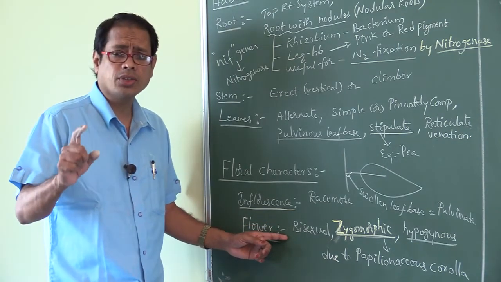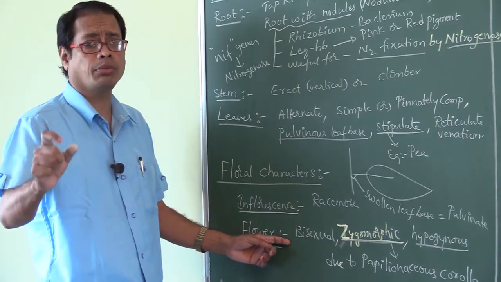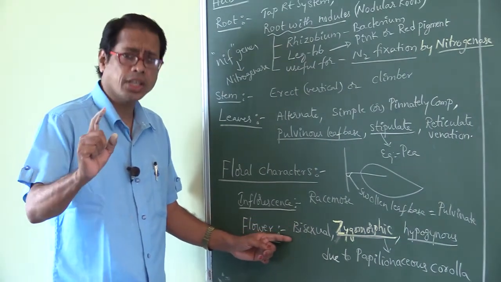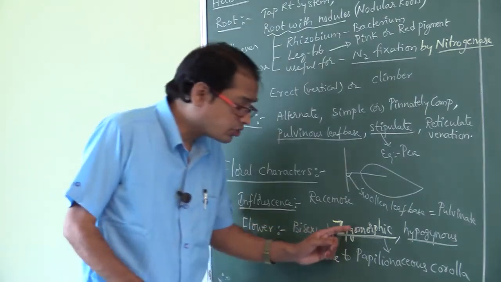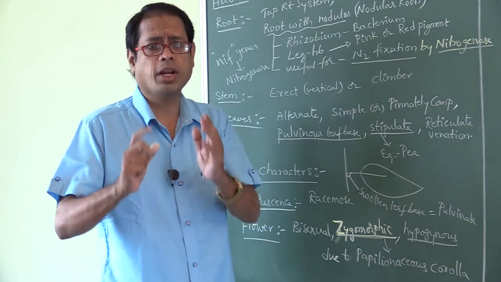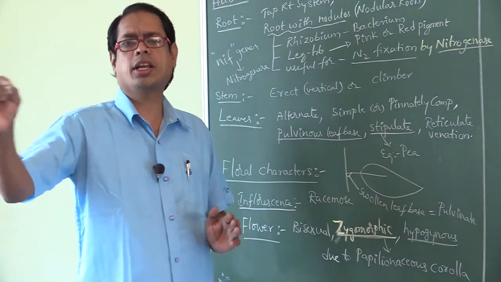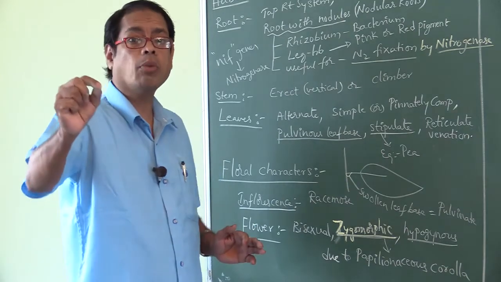What does it mean bisexual? A flower having both androecium and gynoecium is so called bisexual flower. Next, these are zygomorphic. Very, very important point. Zygomorphic symmetry found in Fabaceae. And remaining Solanaceae, Liliaceae, they show actinomorphic.